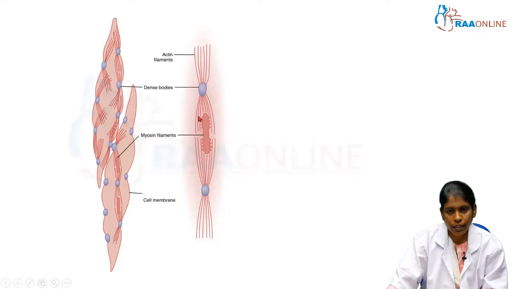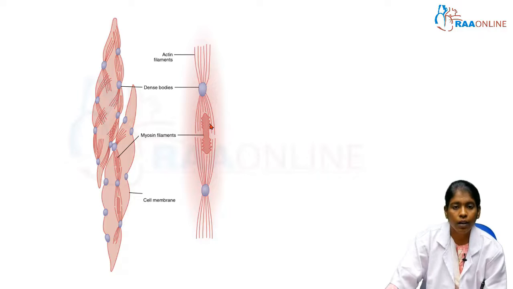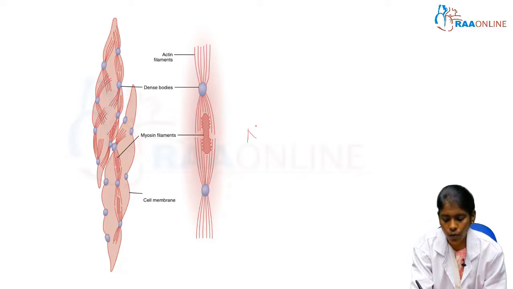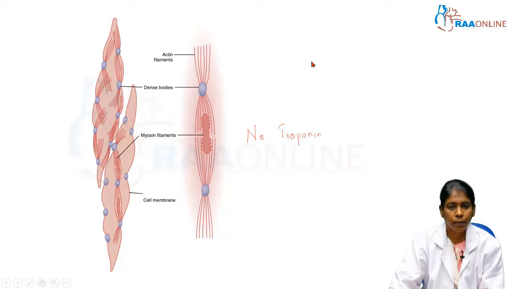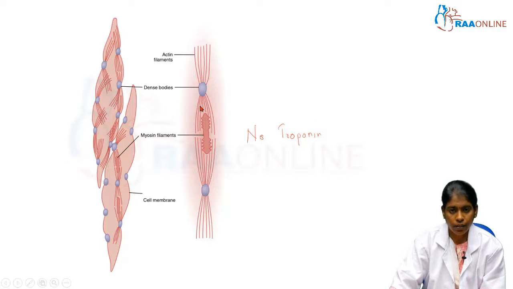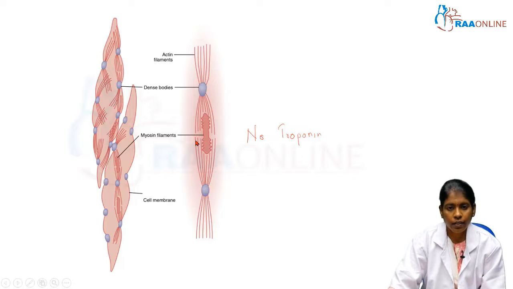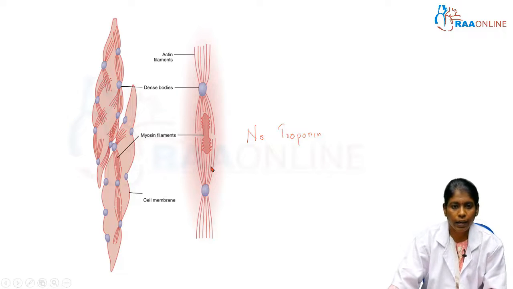Thin filaments consist of actin and tropomyosin. So, remember, troponin is absent. There is no troponin in smooth muscle. So, the thin filaments contain the actin filaments and tropomyosin, and these are the thick filaments that contain the myosin filaments.